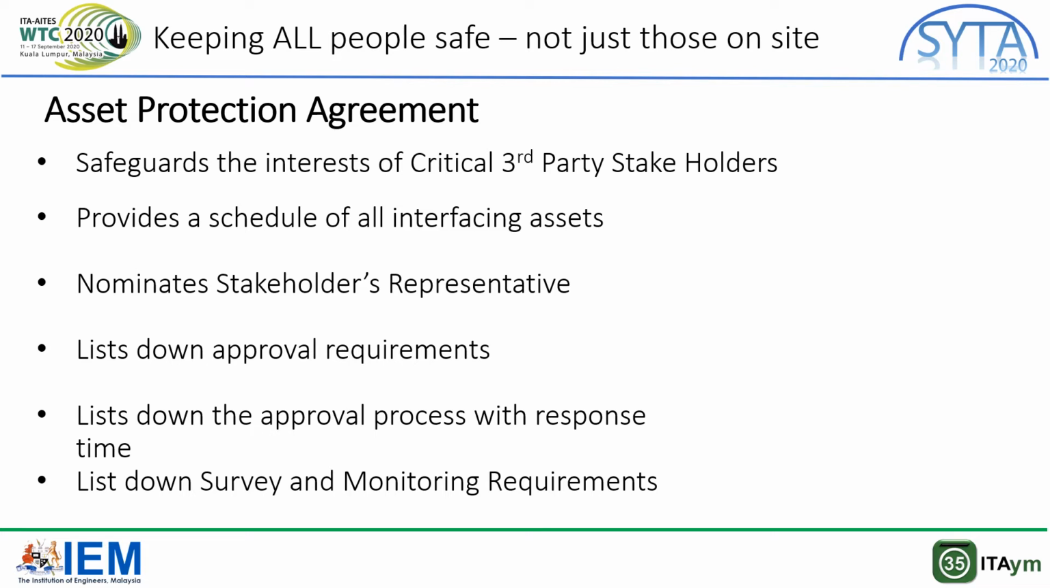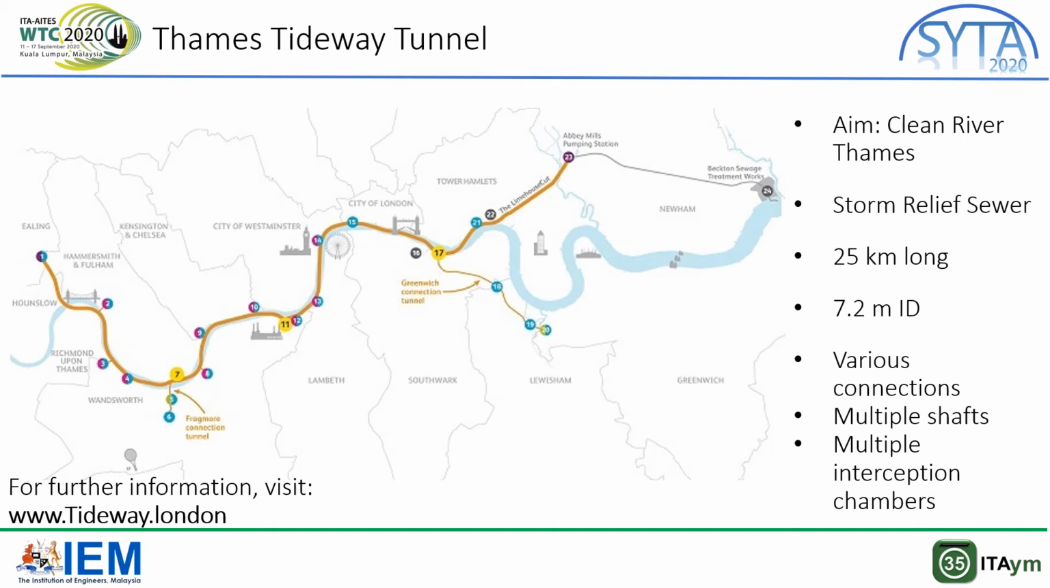In addition to your safeguarding vessel, you need something called an asset protection agreement signed, which is a legal agreement signed between the client, usually novated over to the contractor, and a critical third-party stakeholder. So these are people who own critical assets like railways, tunnels, and so on. The asset protection agreement provides a schedule of all interfacing assets. It nominates a stakeholder's representative who might review any submissions you have. It also lists approval requirements and survey and monitoring requirements and so on.